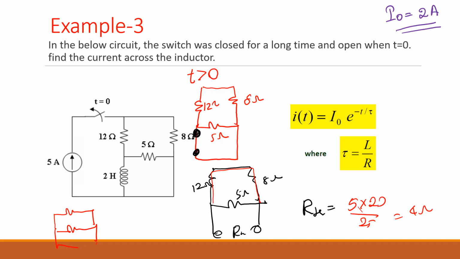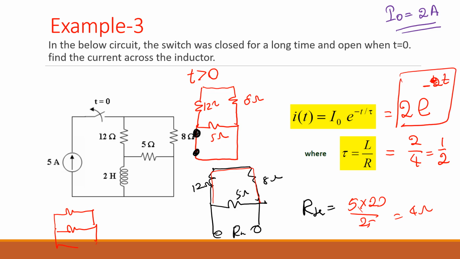Okay, so what is your tau? Tau is equal to L over R, L is 2, R is 4, so that will be half. Now you can substitute everything here. When you substitute, I naught is 2, e to the power negative t over 1/2, that means negative 2t. So this is our equation. This is our current. Current is 2 times e to the power negative 2t.